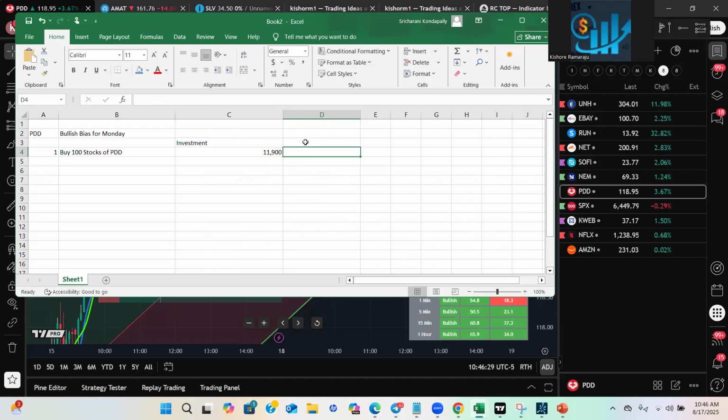So if the target is you are expecting it to go to $123. So your gain is, let us say, $122 minimum. Yeah, it seems like it will go to 122 minimum. So your approximate gain is, so you invested around 12,000, you are getting 300.